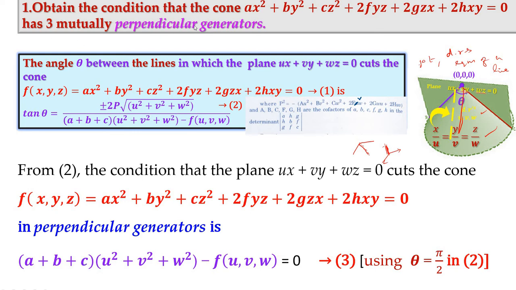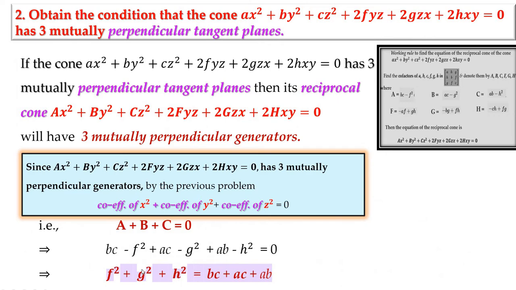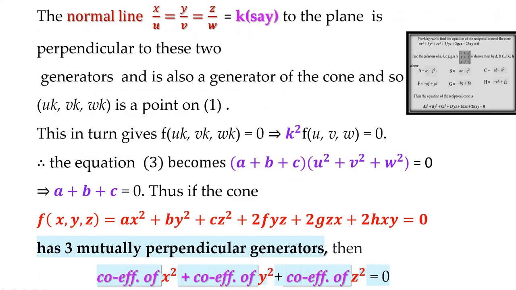So the condition for the cone to have three mutually perpendicular generators is that this a plus b plus c should be 0. That is, coefficient of x square plus coefficient of y square plus coefficient of z square is 0.